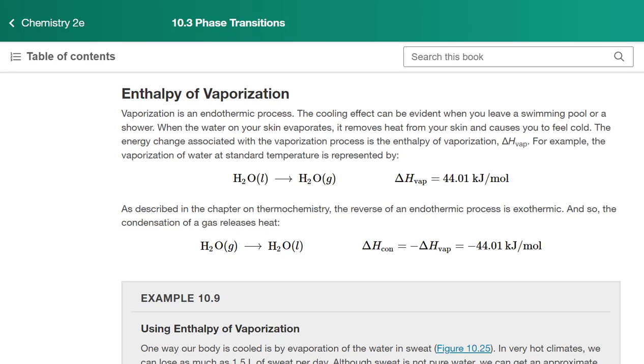And it turns out that that energy is exactly the same for condensation as it is for vaporization. The exception being, of course, the sign. So vaporization is endothermic. We have to put energy in to cause that phase change to occur, whereas condensation is exothermic. Energy comes out of that while that phase change occurs.